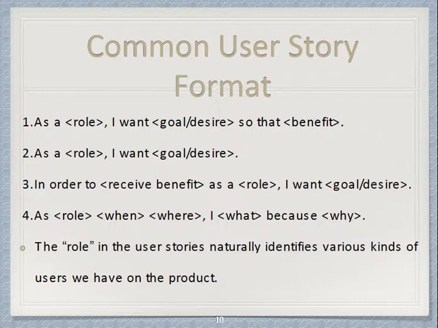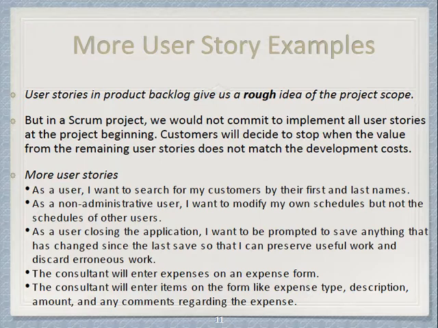And here, there are different user story formats, and these are several of them. You can see as a role, a user, some kind of user, I want to do something so that I have this benefit. Sometimes people leave out the benefit. Sometimes people say, in order to receive the benefit, as a so-and-so, I want to do this. And here, another format shows the role, when, where, and what, and why. So I guess number one is probably the most common format people use. Let's see some more user story examples.